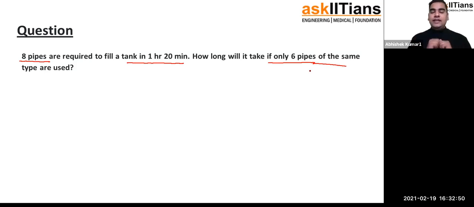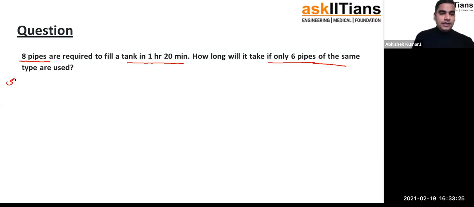See, the 8 pipes that we have take 1 hour 20 minutes, which is the same as 80 minutes, to fill a tank. And if you are using 6 pipes of the similar type, means the diameter, material, everything is the same, it's just the number of pipes we have reduced. Then it's very natural that because the number of pipes has reduced from 8 to 6, the time taken to fill the tank will increase automatically, right? So we can say that this problem is a problem of indirect variation.